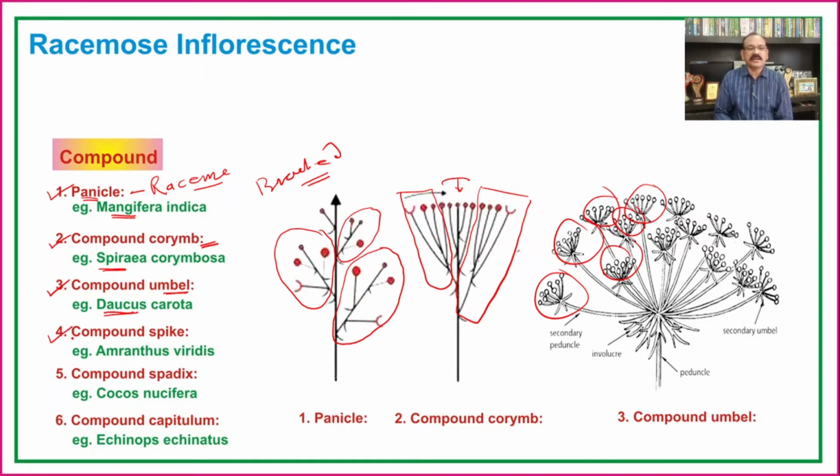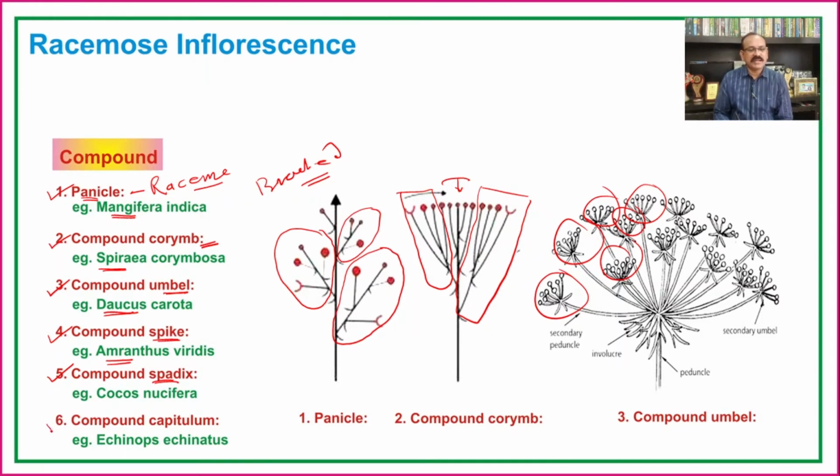The fourth one is compound spike. We have seen the sessile flowers which are developing on the central axis, which is unbranched. So if such a type of branched structure of sessile flowers is developed, then it is known as compound spike. And the example is Amaranthus viridis, which is a vegetable. The next one is compound spadix, meaning here the male and the female flowers which are developing on the central axis are encircled by the spathe, and if such a type of inflorescence is developing in a branched condition, then it is known as compound spadix.